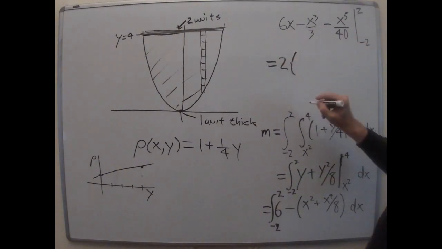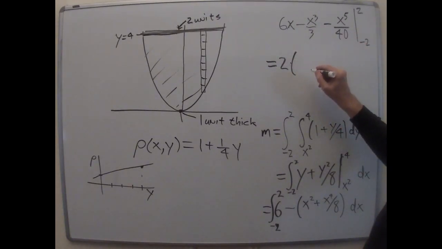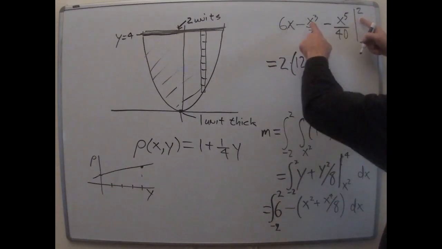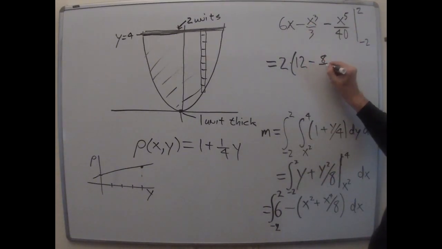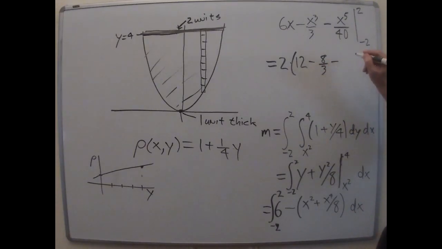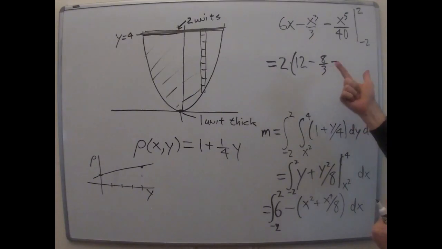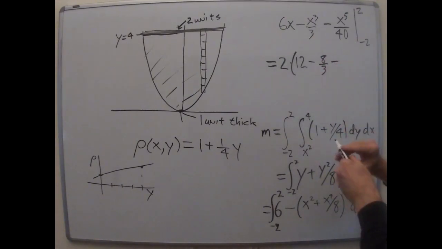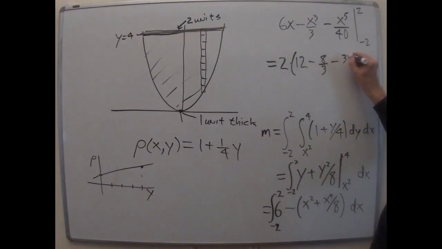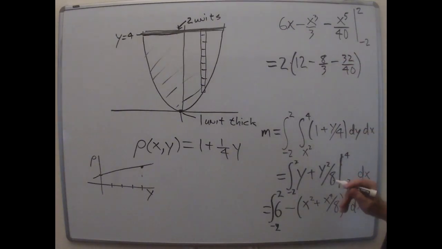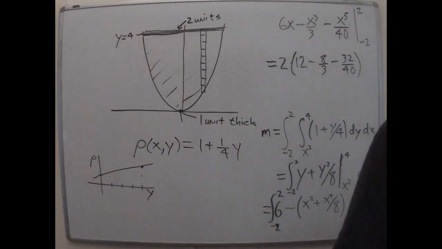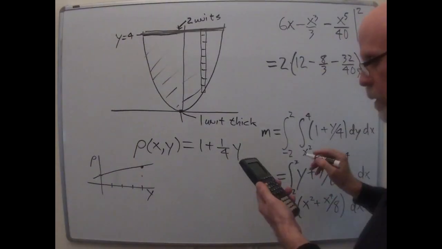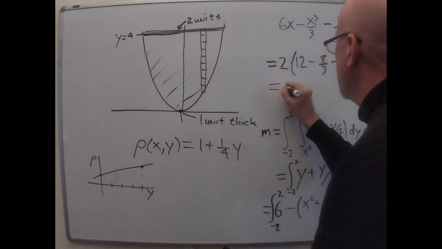Anyway, let's do it. 2 times 12 minus 8 over 3 minus, I have to stop and figure out the 5th power. 2, 4, 8, 16, 32 over 40. Oh, and got a calculator. It's 14.4.